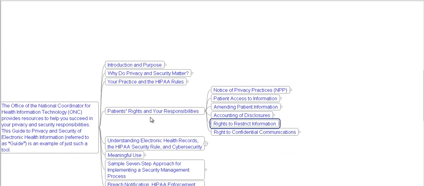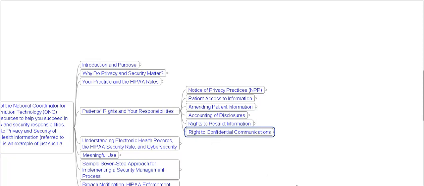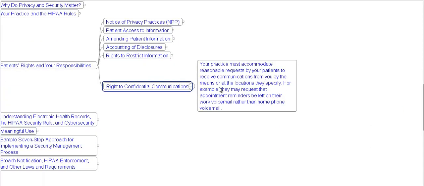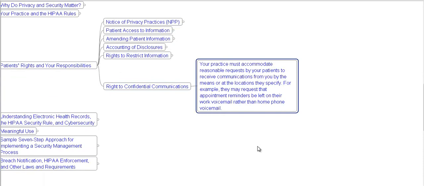Next, patient rights and responsibility. Right to confidential communications. Your practice must accommodate reasonable requests by your patient to receive communication from you by the means or at the location they specify. For example, they may request that appointment reminders be left on their work voicemail rather than home phone voicemail.